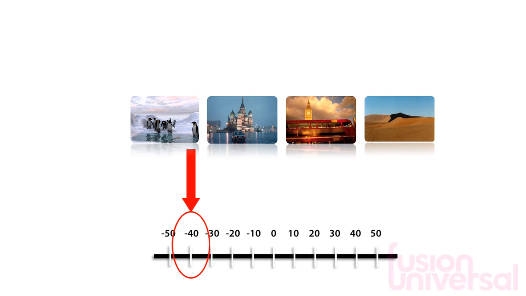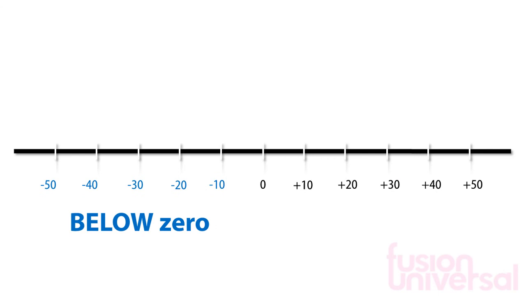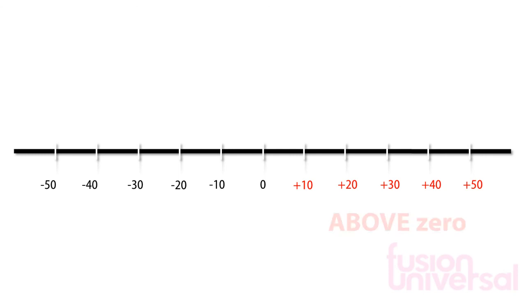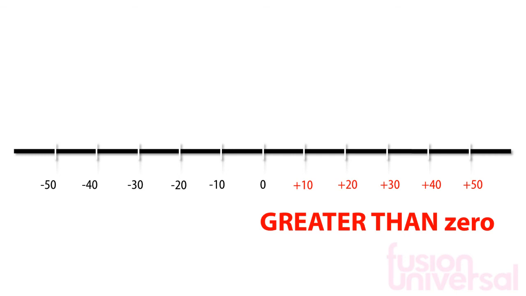All negative numbers are below 0. They are to the left of the 0 on the number line, and so they are less than 0. All positive numbers are above 0. They are to the right of 0 on the number line, and so they are all greater than 0.